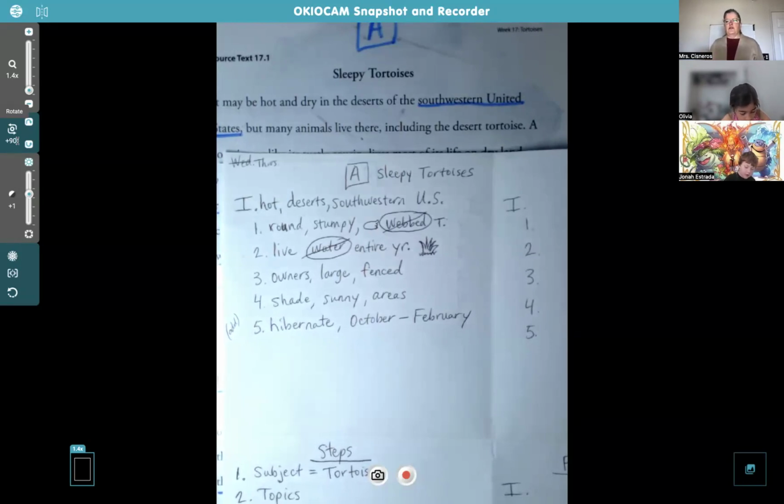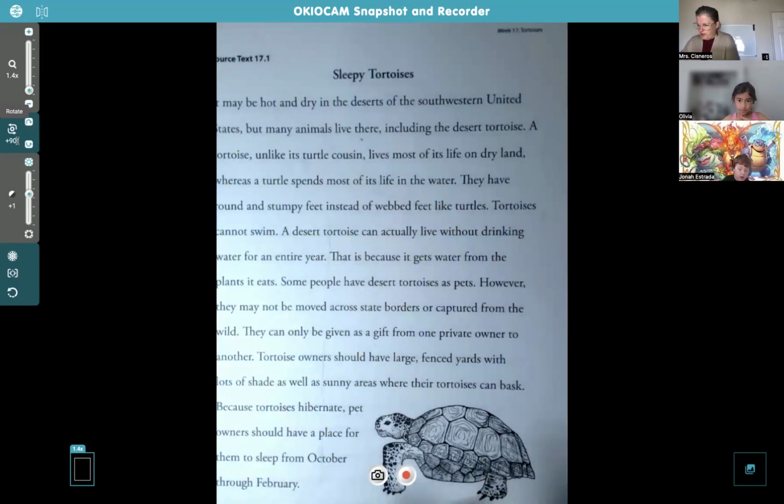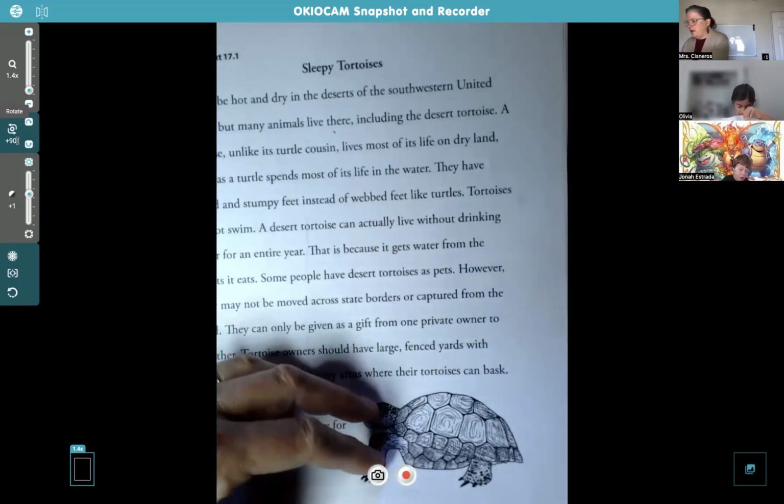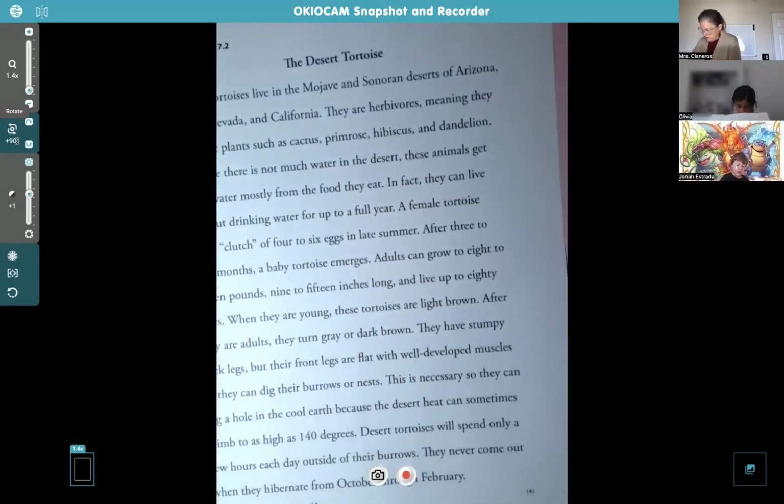The next thing we're going to do is read the next article because there's more than one. So now we're going to read the second one. Okay, good. Let's go to the second article then, which is on page 145. This one's called the Desert Tortoise.